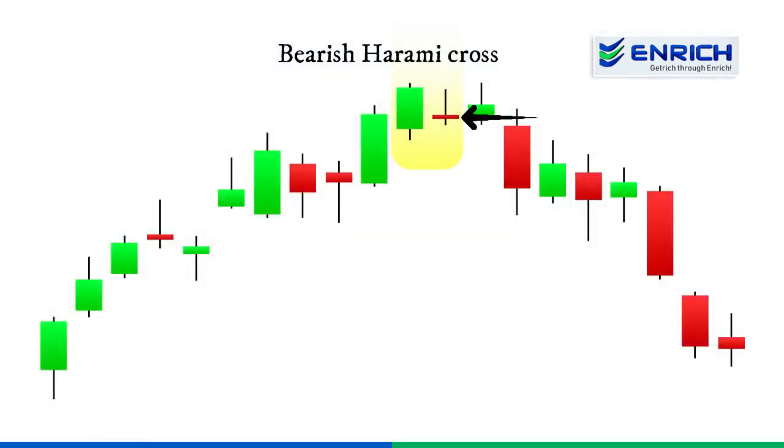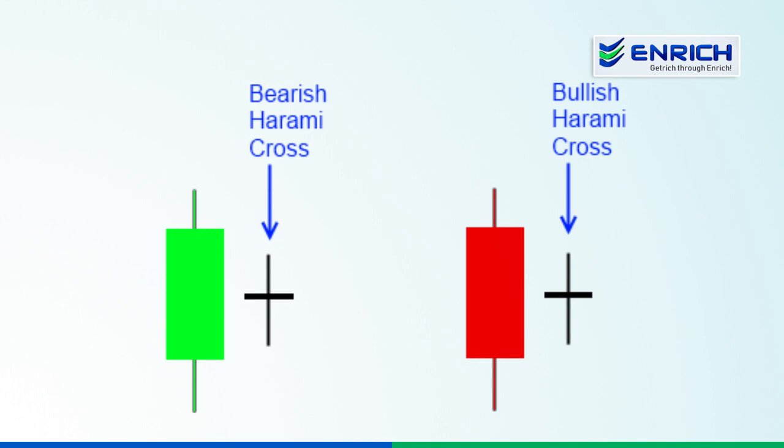It's followed by a doji again, which shows clearly that there is indecision on the part of the buyers. Like the bullish cross, the doji must be contained within the real body of the first day's candle. Now, the confirmation of a bearish Harami cross can be done when we see a price drop after the pattern. But if the price rises after the doji, the bearish cross pattern becomes invalid.